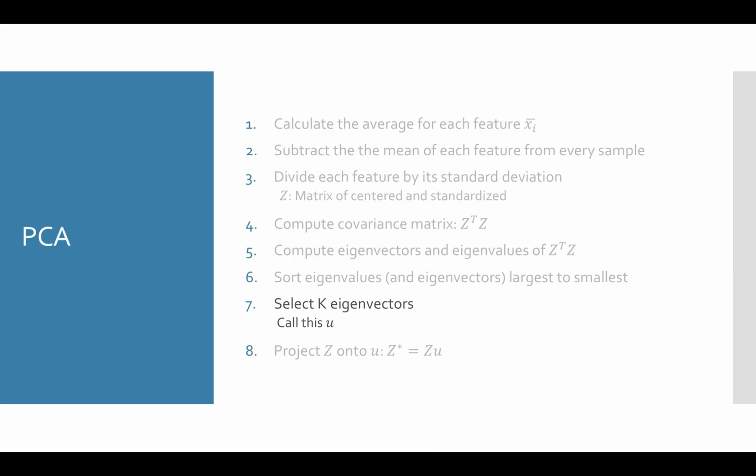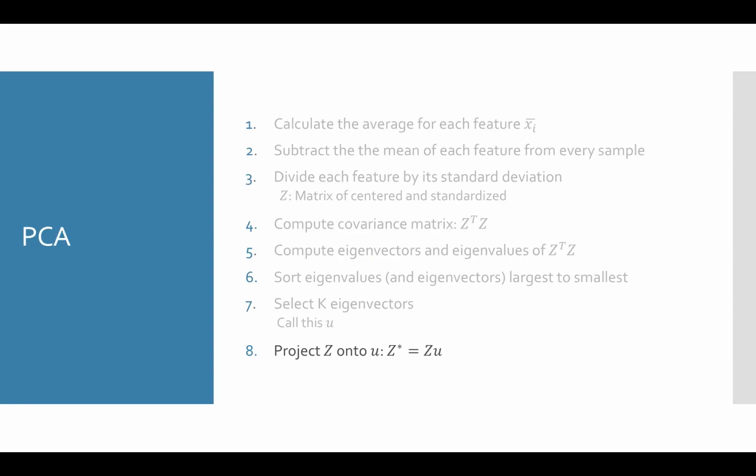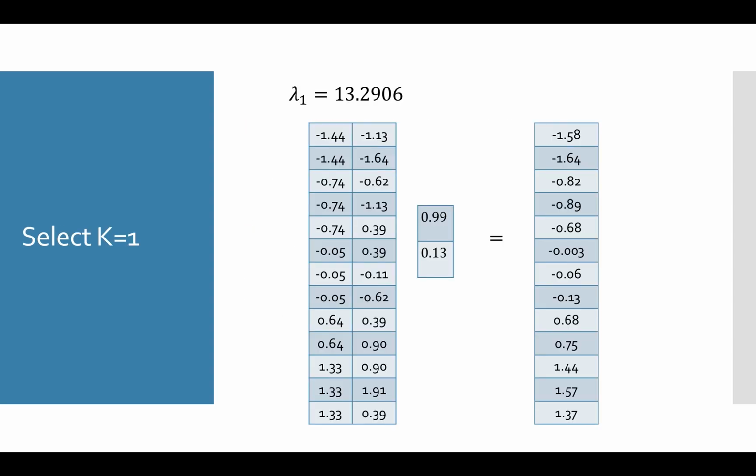Now we're going to select k eigenvectors. We're going to call this U. We only have 2 dimensions to start with, so we're just going to choose k equals 1. And then we're going to project the data onto this 1 dimension. We do that by taking the centered and standardized data and multiplying it by this vector. So now we've changed the dimensionality of the data from 2 to 1.